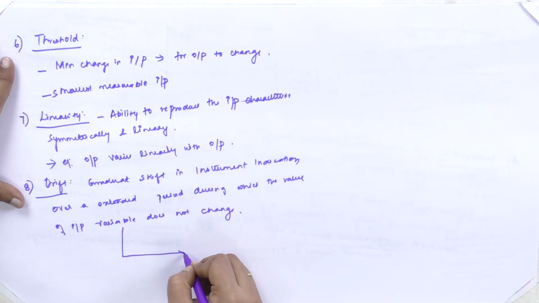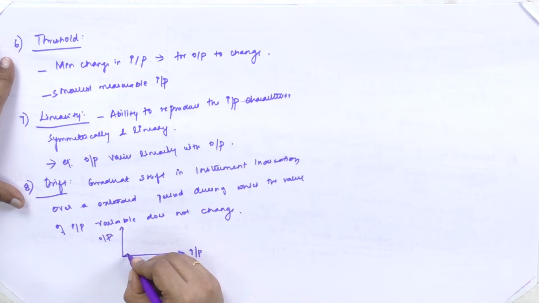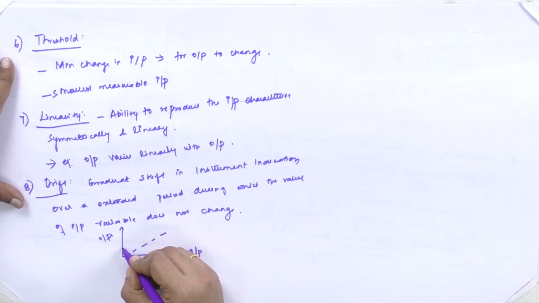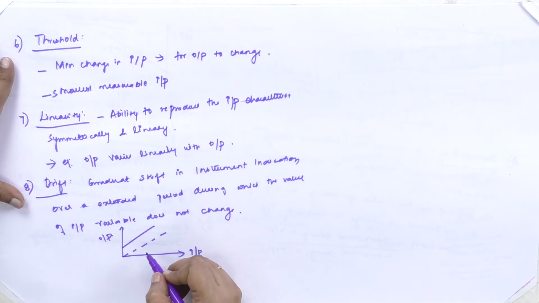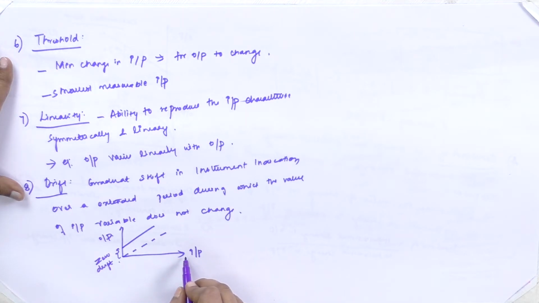So, if you see the characteristics like this, say input versus output characteristics, initially the characteristic is like this and there is a gradual shift in the instrument reading, so that the reading is moved to a different line. There is a difference between these instrument readings and a shift between the indicated readings. So, it is called zero drift, but the value of the input variable does not change.